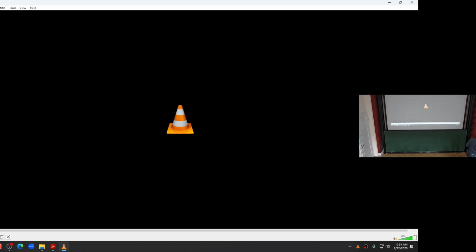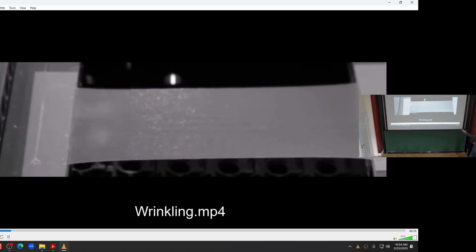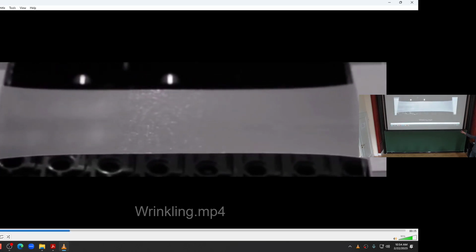When you pull on it, the wrinkles appear, and then they disappear at a particular level of stretch. So maybe I can display it again if you could catch that. Once they start stretching it, some wrinkles appear in the middle, and then they disappear. So again, stretch, they appear, and they disappear.